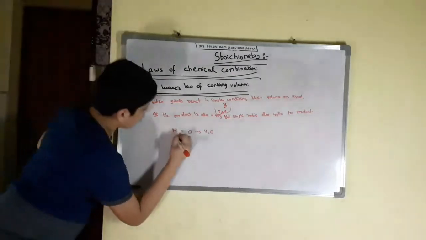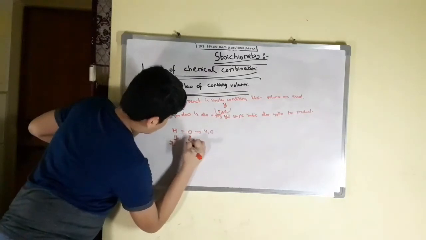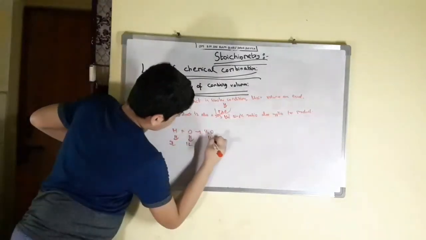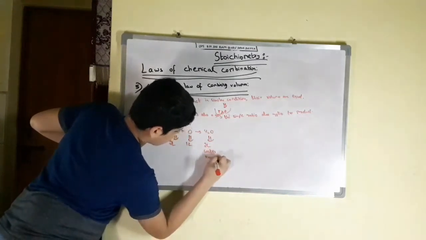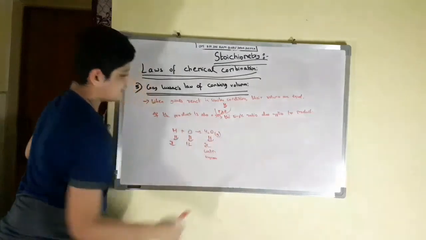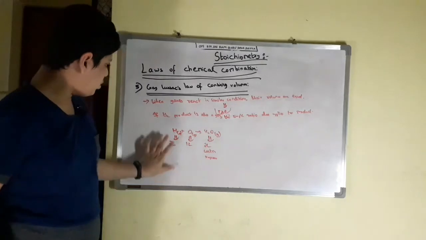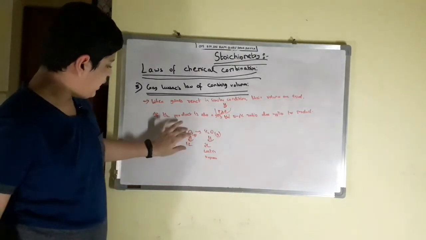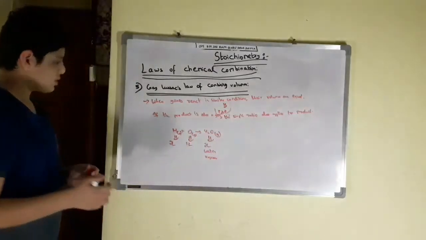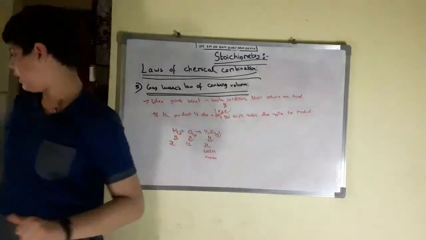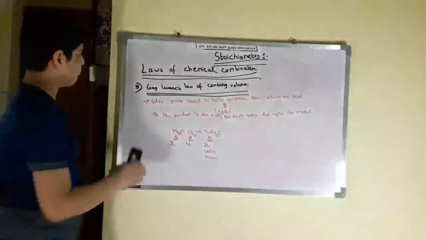So 2 liters of hydrogen and 1 liter of oxygen give 2 liters of water vapor. Okay. Let us assume this is gas for now. This is gas in gaseous form and gaseous form. 2 liters of hydrogen when reacted with 1 liter of oxygen gives rise to 2 liters of water vapor. Okay. So this was about Gay-Lussac's law of combining volumes. So please copy this one. Then we will move on to our last law.